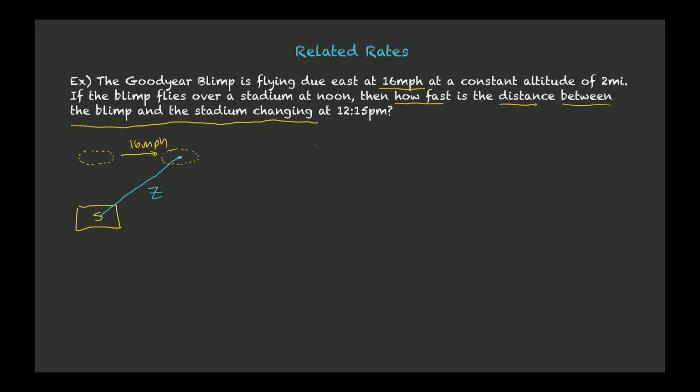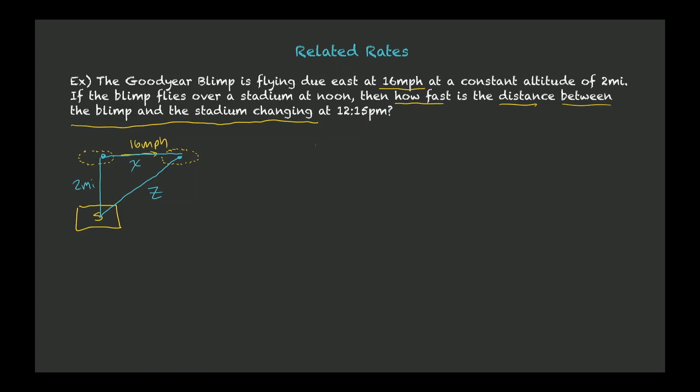Okay, now what else do we have? Well, we have the vertical height, the altitude, which is always the same. And remember, when you're doing a problem in related rates and something is not changing, don't assign a variable to it. So I just want to put in 2 miles there. Okay, and then the last side is just how far east this blimp is going, and I'll call that x.